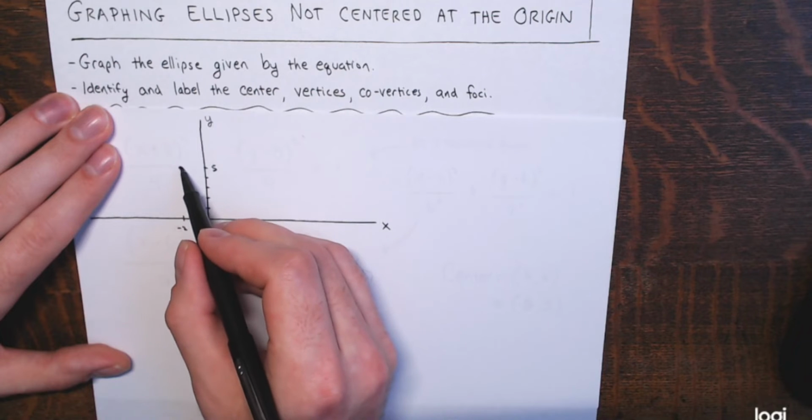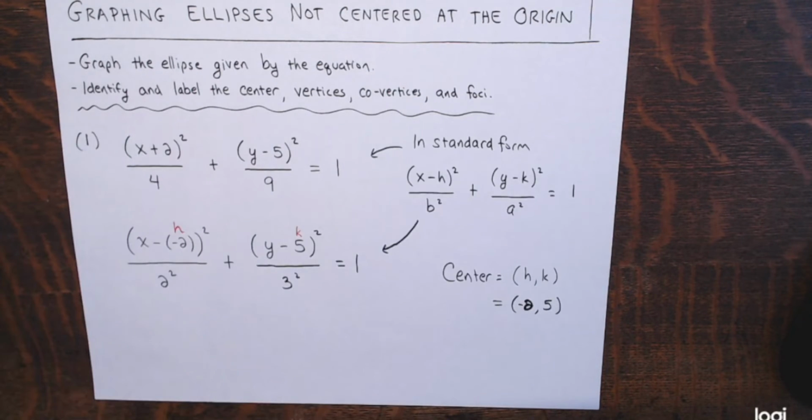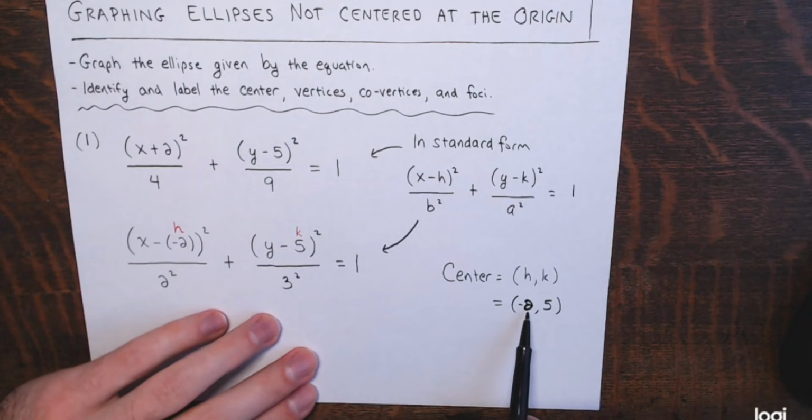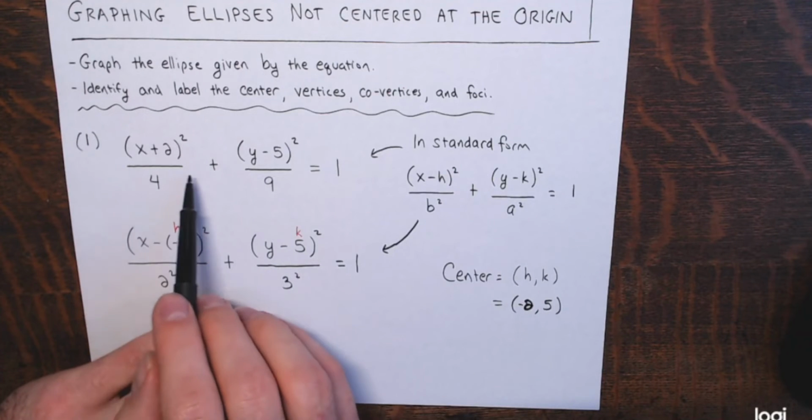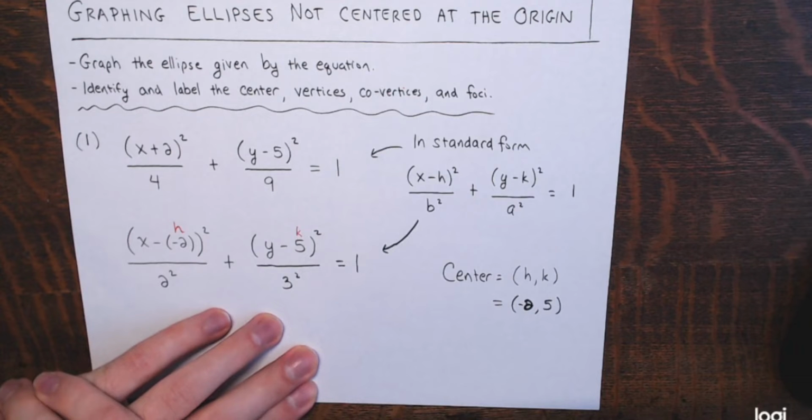there. There's the center. Now you may recall too that the center isn't actually on the ellipse, right? The center doesn't satisfy the equation. If you replace x with negative 2 and y with 5, you'd get 0 plus 0 equals 1, which is false. So the center is not a solution, it's just a guide, right? Like a guiding point.